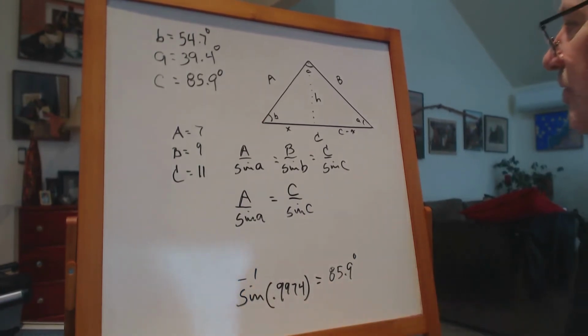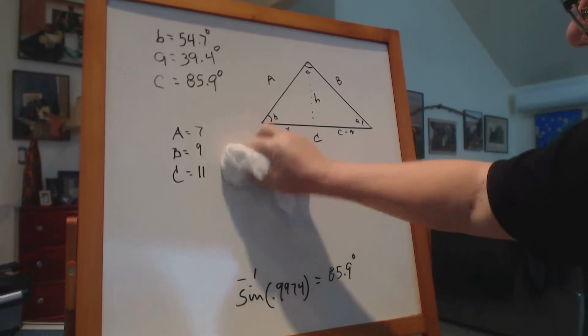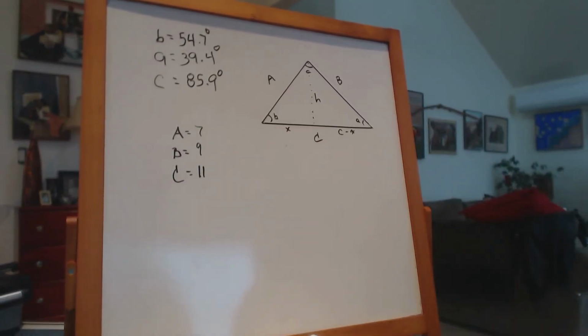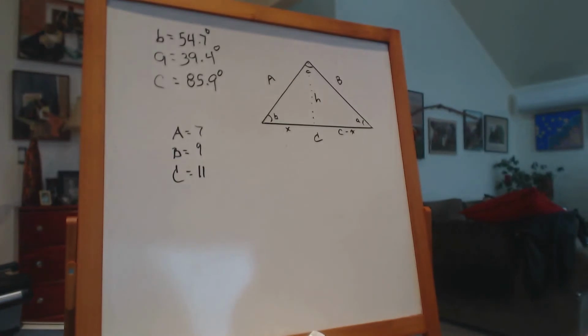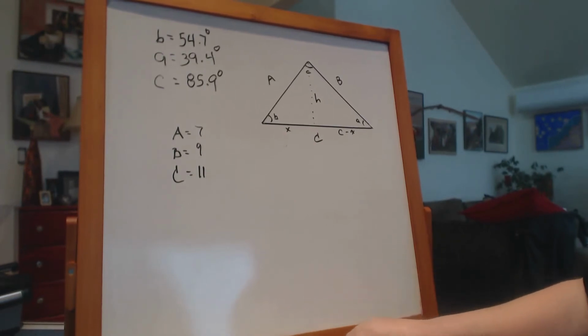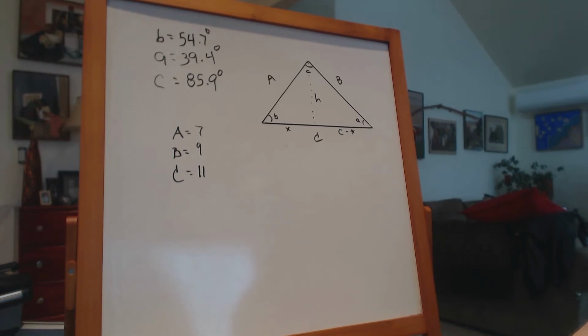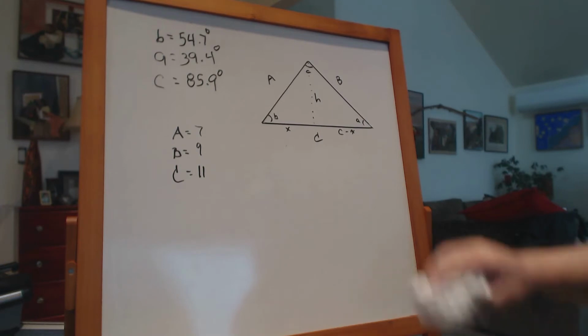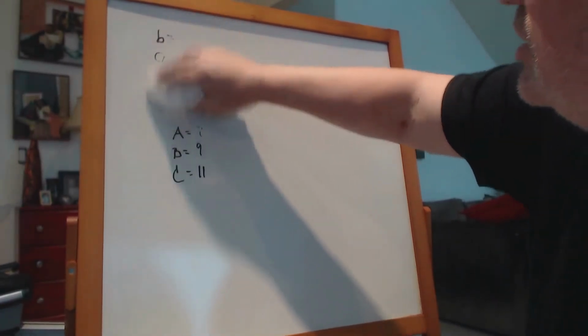So now we have everything we need to know about this triangle. We have all the sides, and we have all the angles. So the sides are 7, 9, and 11, and we have all the angles, 54, 39, and 85.9. So that's the utility of the law of cosines and the law of sines in order to help us out understanding when we're given limited information. So that's one way we can use the law of cosines.